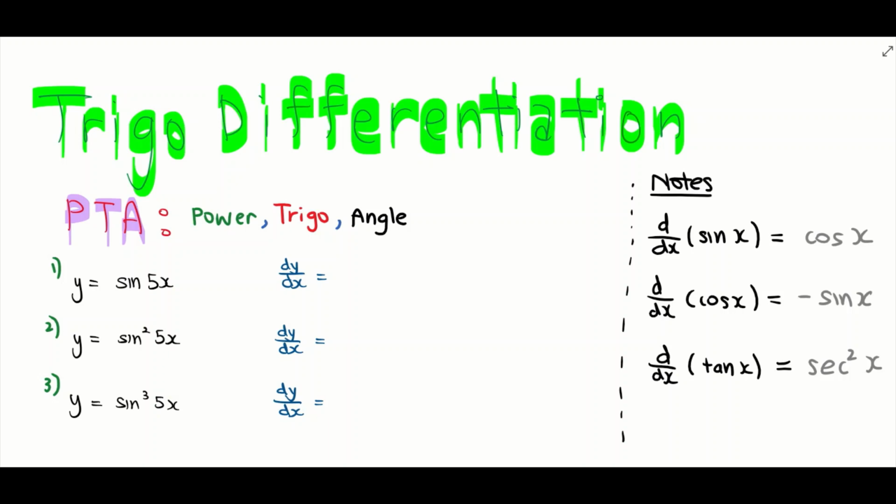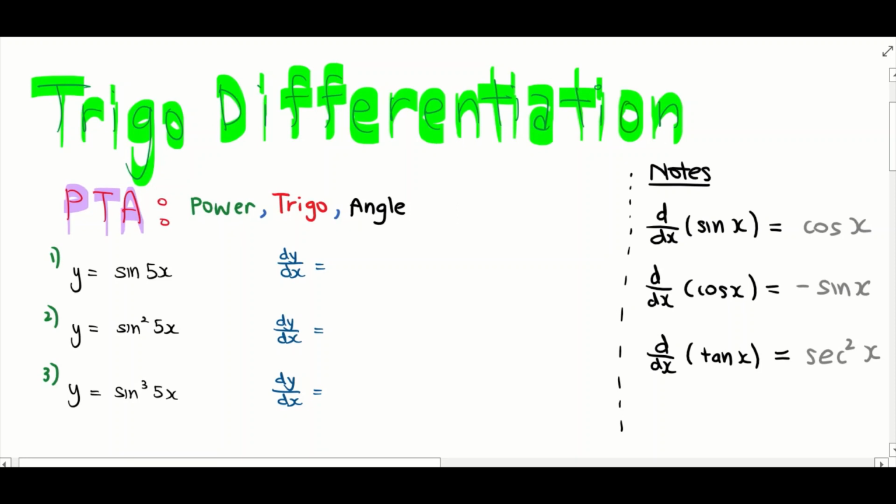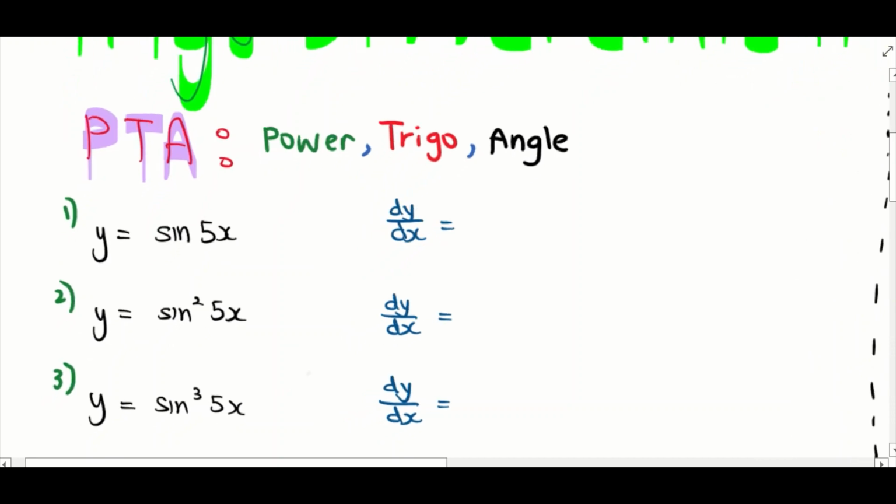Okay, this is on Trigo Differentiation Part 2. Just note that we have learned all these things. Differentiate sine x, give me cosine x. Differentiate cosine x, give me negative sine x. Differentiate tangent x, give me secant square x. And I told you this thing on power trigo angle, PTA.